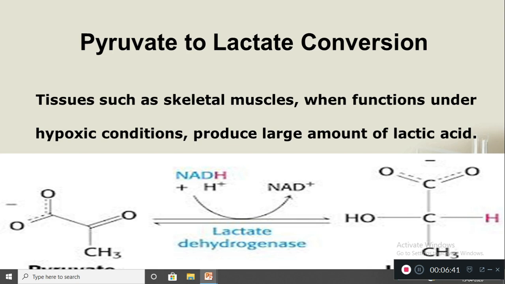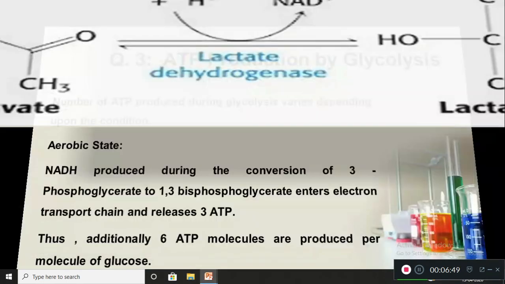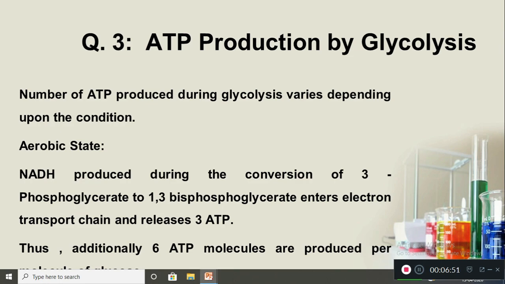So you understood now what to write in the question for fate of pyruvic acid. Now let's see the next question. How many ATP molecules are produced by the glycolysis process?